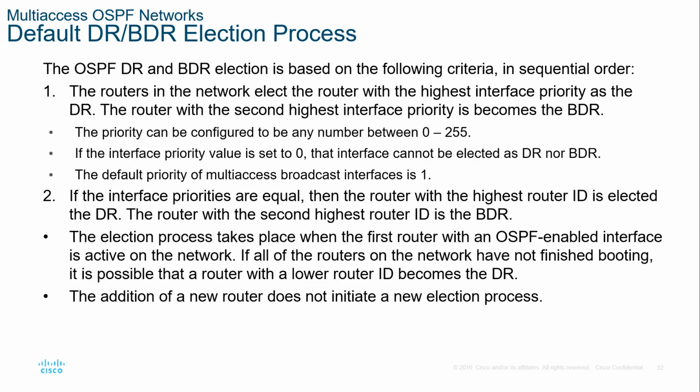If the interface priority is set to 0, the interface cannot be elected as a DR or BDR. The default priority of a multi-access broadcast interface is 1. If the interface priorities are equal, then the router will use the highest router ID. So router ID is actually not the first option in our election process. We can set priorities. If we do not set priorities, it will use the default priority of 1, and then it will use the router ID.